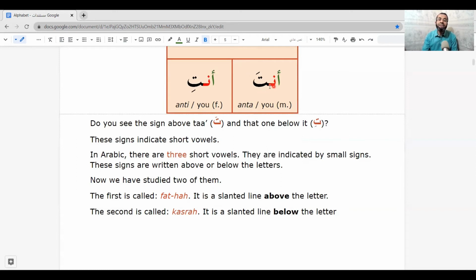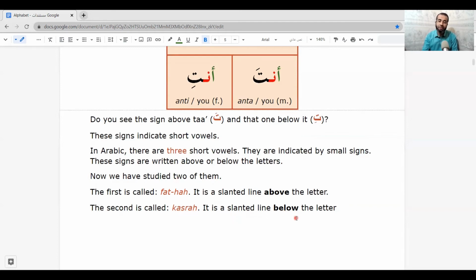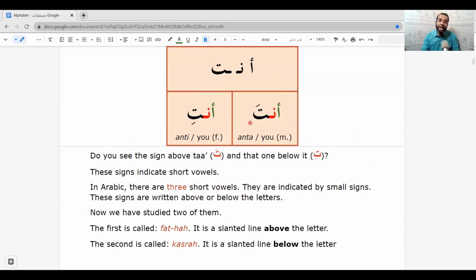So we say anta. We don't say aanta, because this is not a long vowel, it's a short vowel. So we say anta, ta. And the second one here is called kasra. It's a slanted line below the letter. So here, anta and anti are not the same in meaning. This is you for male: anta Muhammad, anta John. And this is for female: anti Fatima, anti Maryam, anti Mary.